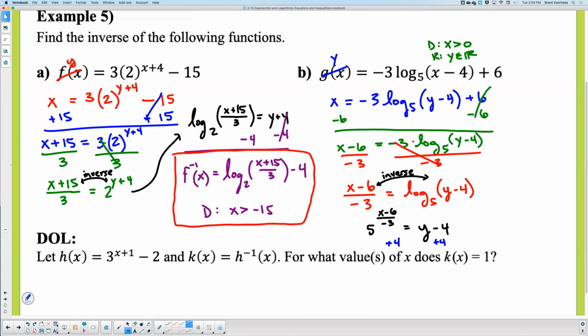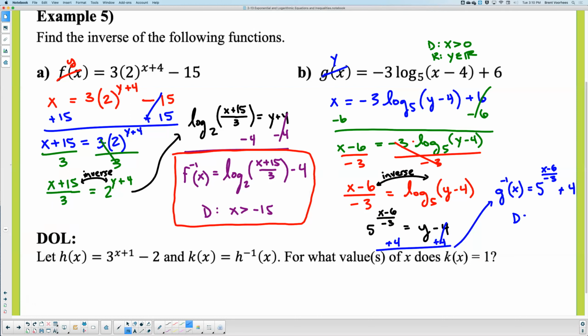Now this adding of 4 needs to be on the outside. So now I'll write my answer over here. Since this was g of x, I'm going to rewrite this as g inverse, that's inverse notation, would equal 5 to the power of (x minus 6) divided by negative 3, and then the plus 4 on the outside.